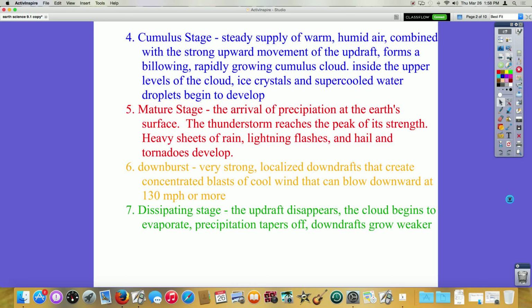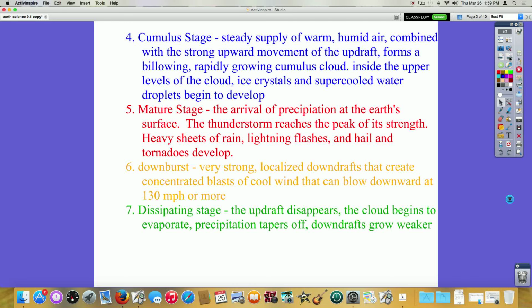The mature stage is the arrival of precipitation at the Earth's surface, so when it starts raining, basically, unless it's hailing instead. But that precipitation, when it reaches the Earth's surface, that's the mature stage. This is the peak of the thunderstorm strength. There are heavy sheets of rain, accompanied by lightning flashes. Hail and tornadoes can develop in these kinds of storms.